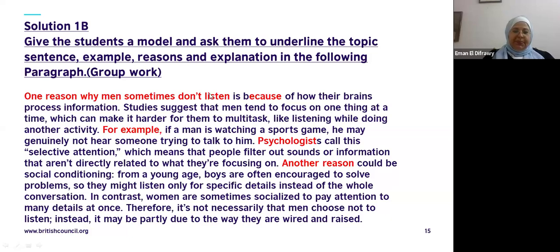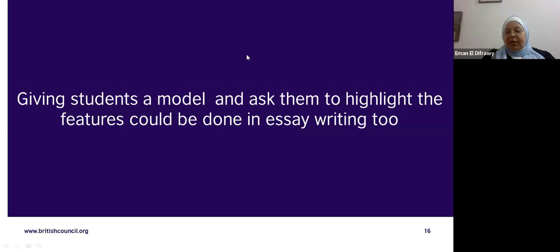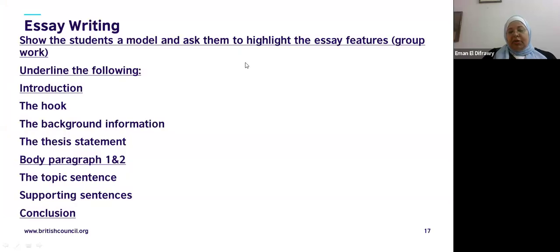Okay. Thank you all again. We can do the same thing when we want them to highlight the features of writing an essay too. So for example, you can do this with paragraphs and essay writing as well. So you are going to use a model and ask them to underline the features. It depends on what kind of essay that you're teaching.